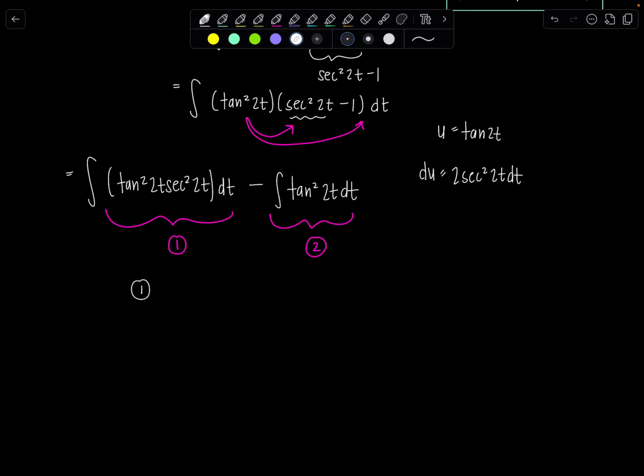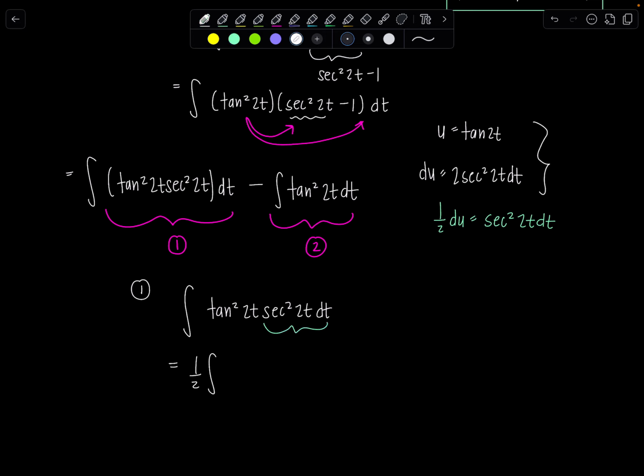Integral 1, we pretty much have it all set up right here, yes? It's tan squared 2t secant squared 2t dt. And then notice here, I could just rearrange so everything matches beautifully. 1/2 du is secant squared 2t dt right there. So I can rewrite this as, put the 1/2 outside, tan squared 2t is going to be u squared, and then all of that is my du.